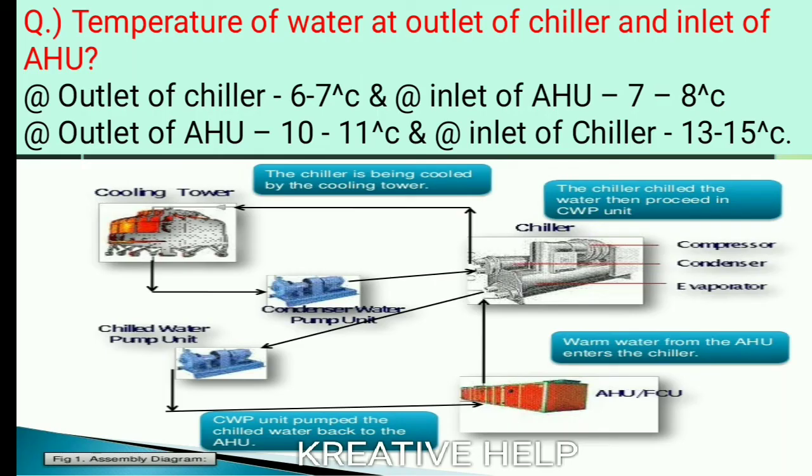And this is, I think, the last question of this video. What are the temperatures of the water at the chiller outlet and inlet in the HU? This is very important. If you are watching the whole video without these questions, you can't do anything. Even a sales engineer, they are asking, as HVAC engineers come under sales engineers also. So the outlet of the chiller is 6 to 7 degrees, and inlet to the HU is 7 to 8 degrees. There are variations at the inlet of the HU, and the outlet of the HU is 10 to 11 degrees, and the inlet of the chiller is 13 to 15 degrees.